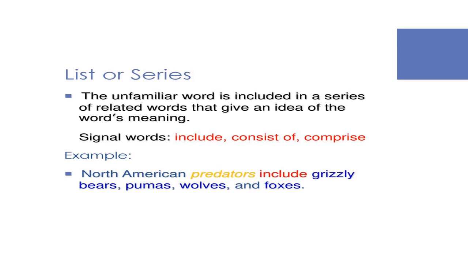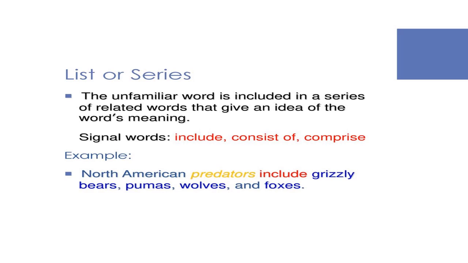List or series is another context clue. The unfamiliar word is included in a series of related words that give an idea of the word's meaning. Signal words like include, consist of, or comprise. An example: North American predators include grizzly bears, pumas, wolves, and foxes. If you don't know what a predator is, you can guess the meaning of the word from the list or series that follows the word.